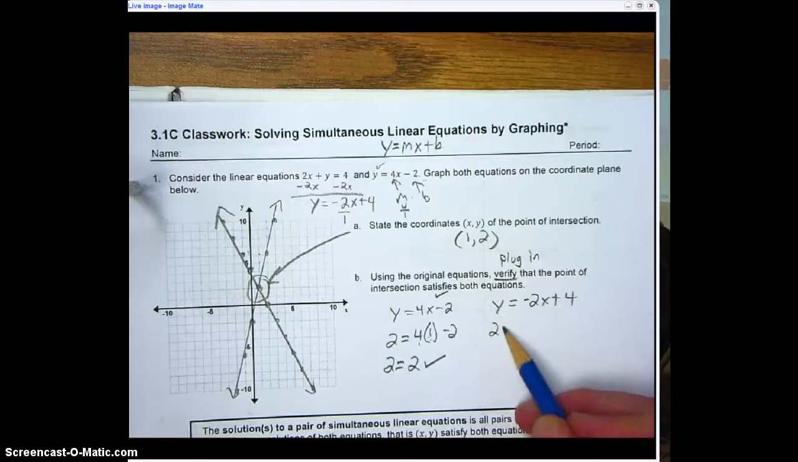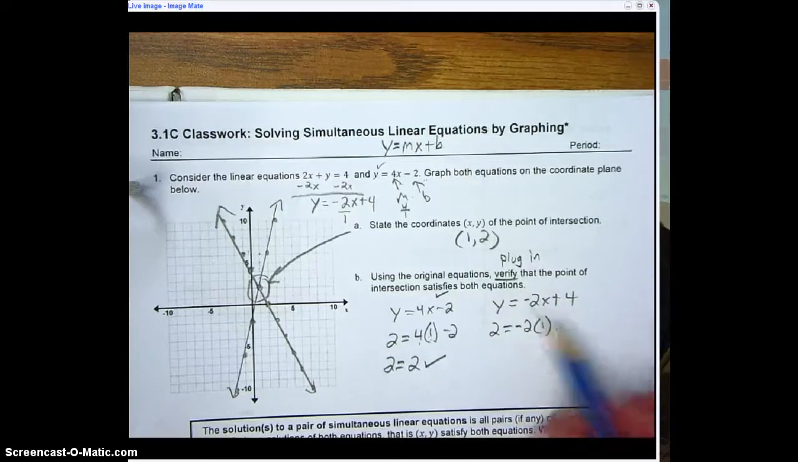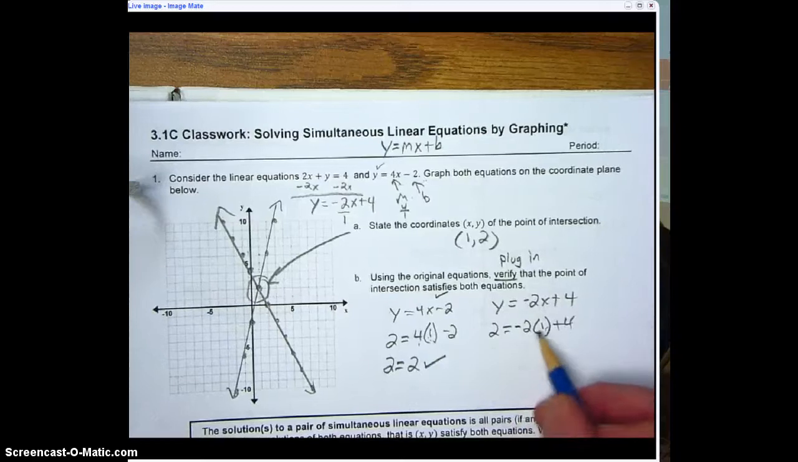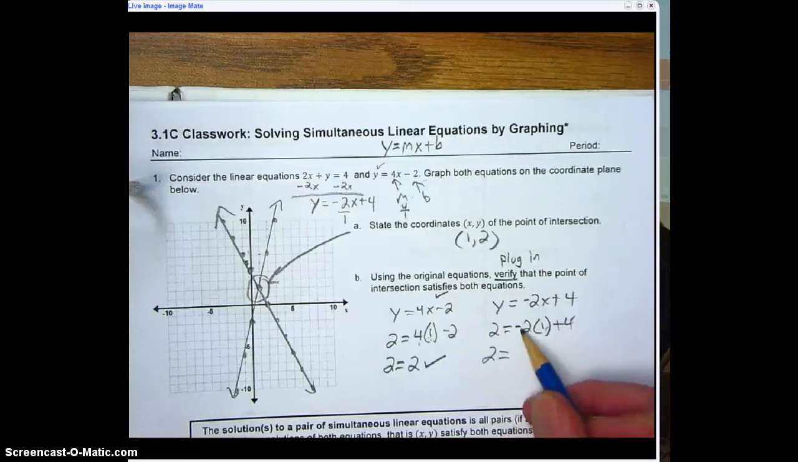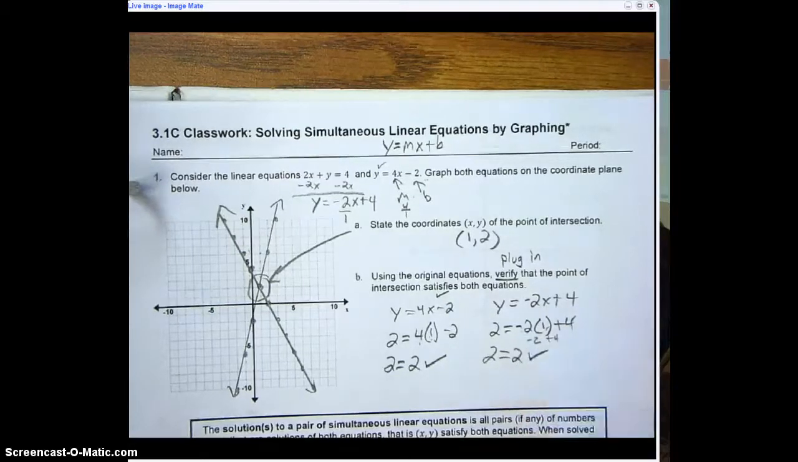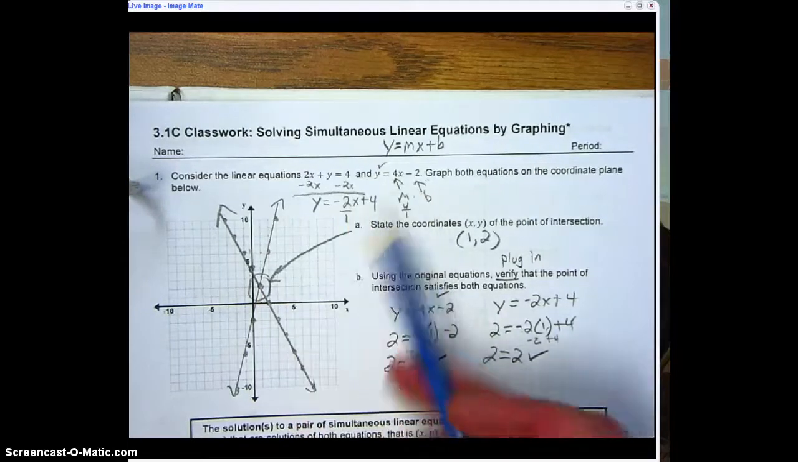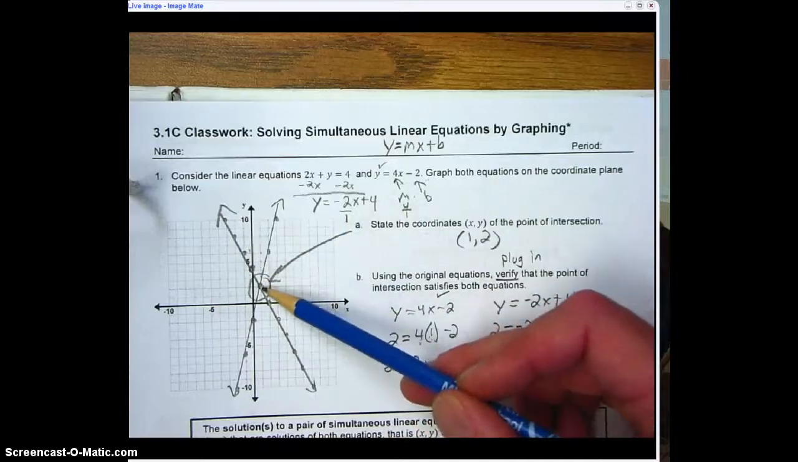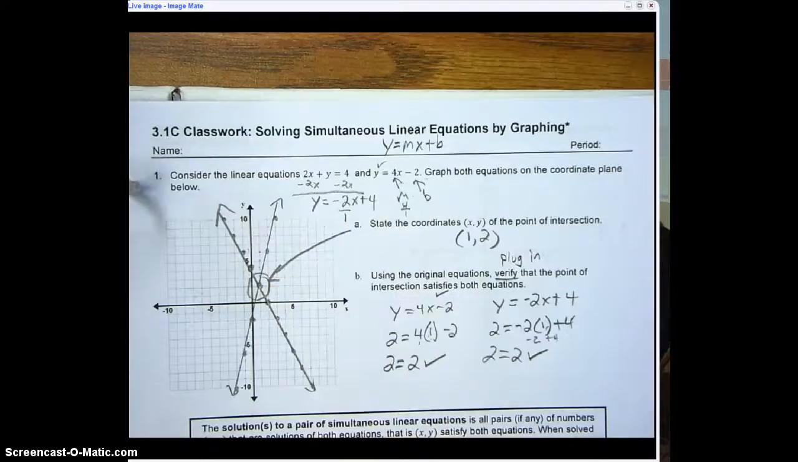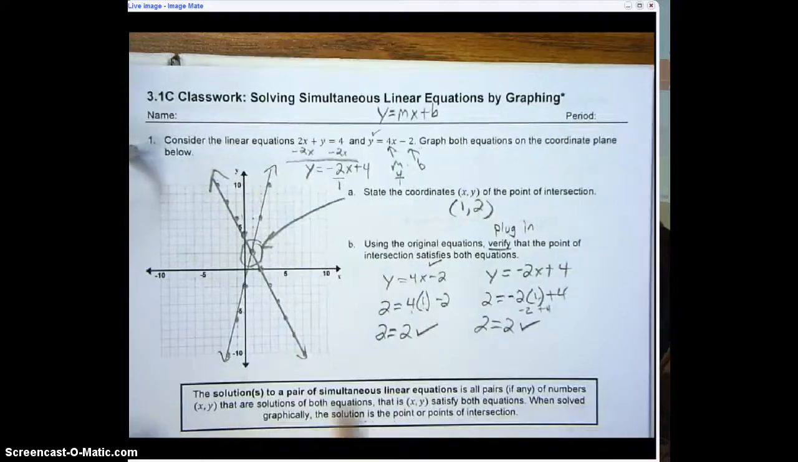And let's do it here. Again, replace y with 2, negative 2 times what the x is, which is 1, plus 4 more. Simplify that. Does 2 equal negative 2 times 1 plus 4? Negative 2 times 1 is negative 2 plus 4, which is 2. It works. So you have just verified that that point works in both equations, and the graph shows us that they're supposed to intersect at that point. Okay, go ahead and read this paragraph to yourselves.